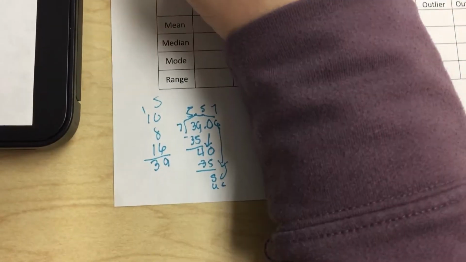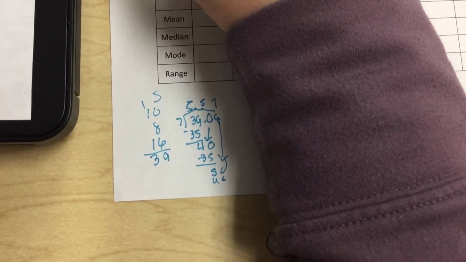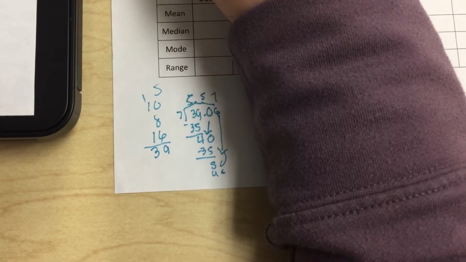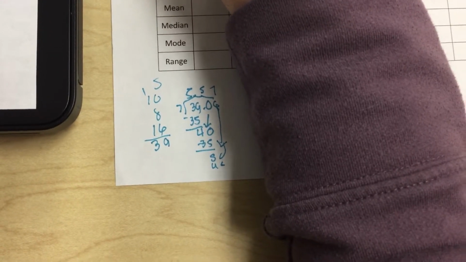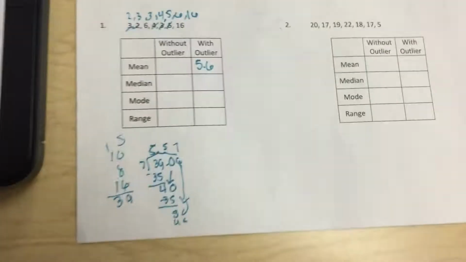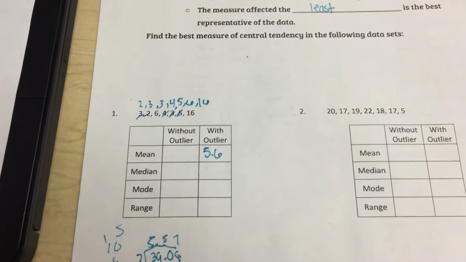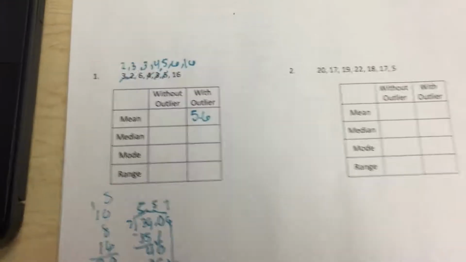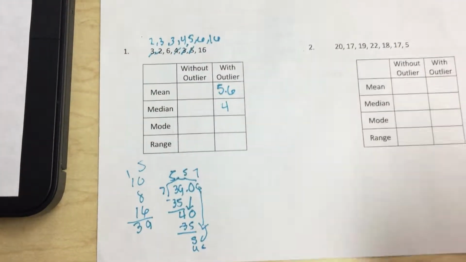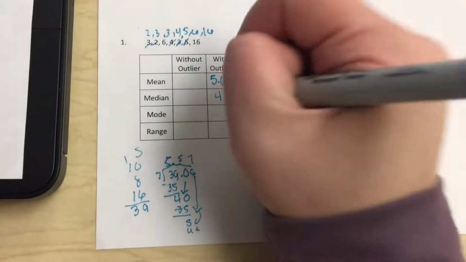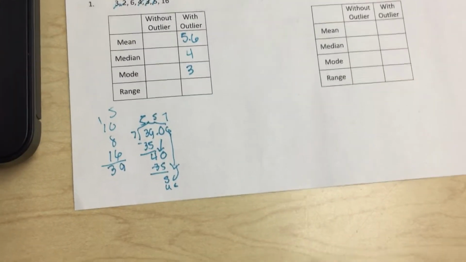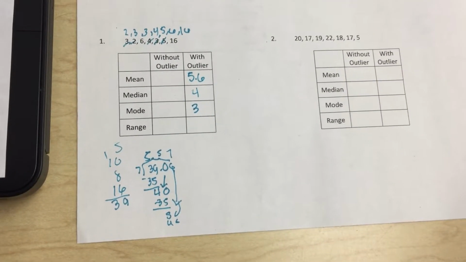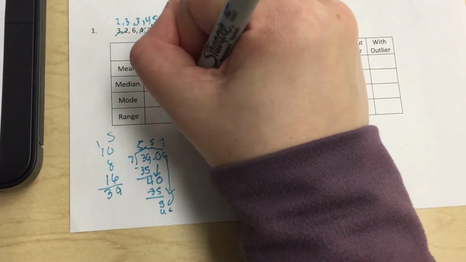My median, if I put them in order, 2, 3, 4, 5, 6, 16. My median number here, since I have 7 pieces of data, is going to be the middle, which is 4. My mode, the number I see most often, is going to be 3. And we're going to go ahead and add our range on there, even though we're not usually using range for central tendency. 16 minus 2 is going to be 14.